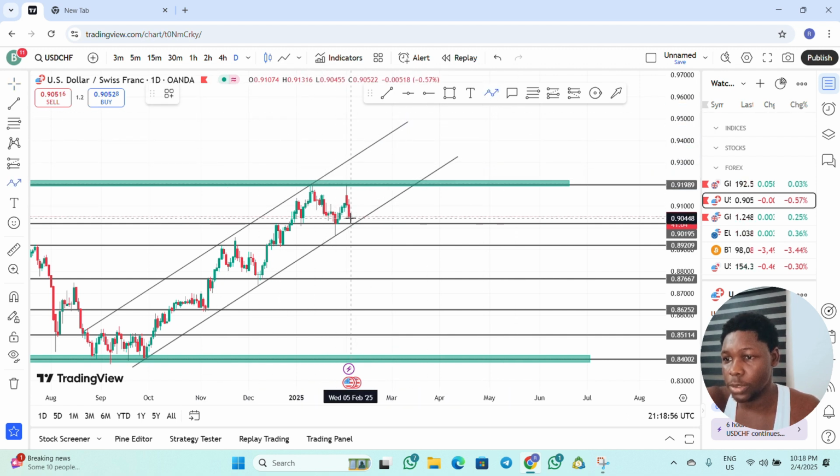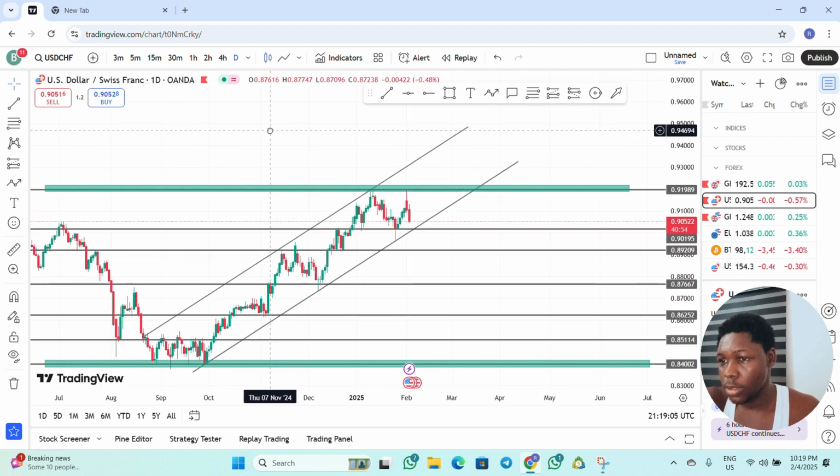But the market is actually likely to come over here and then give us a break below, and then we have movement to the downside. So either of them. So what do we do now?